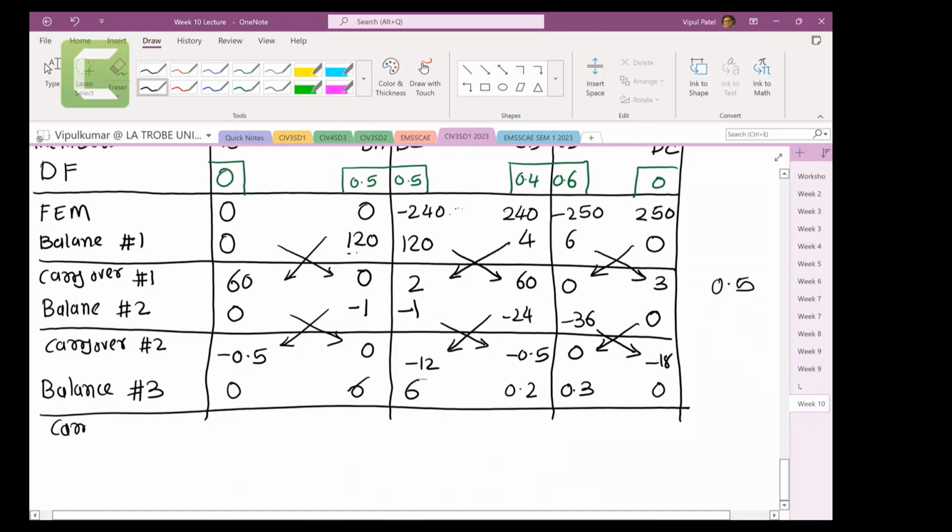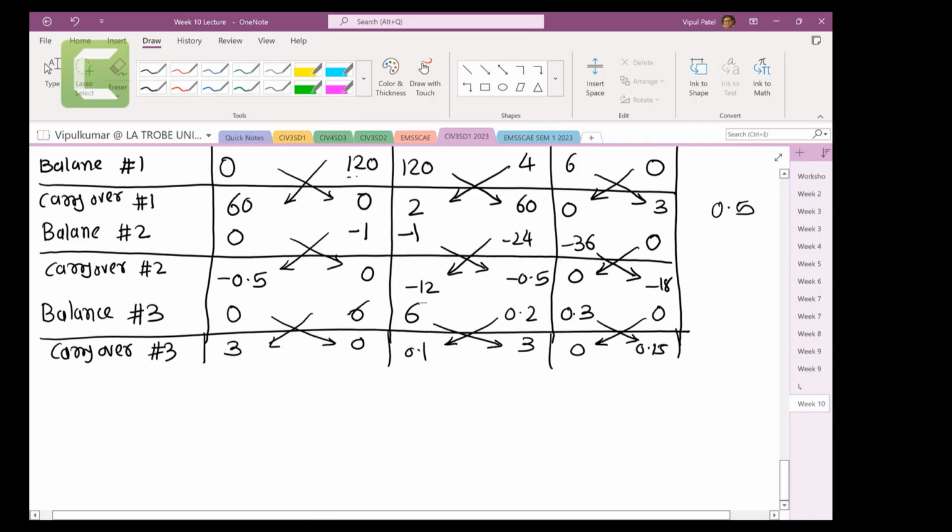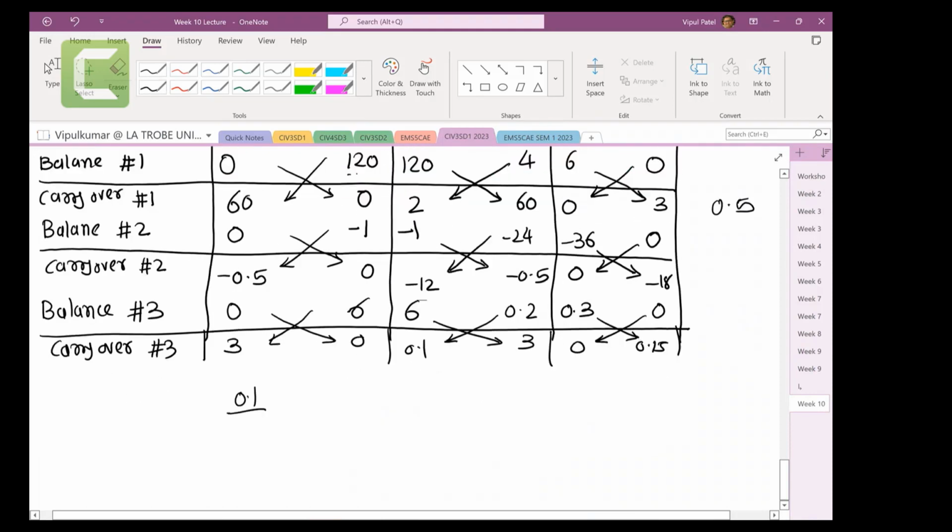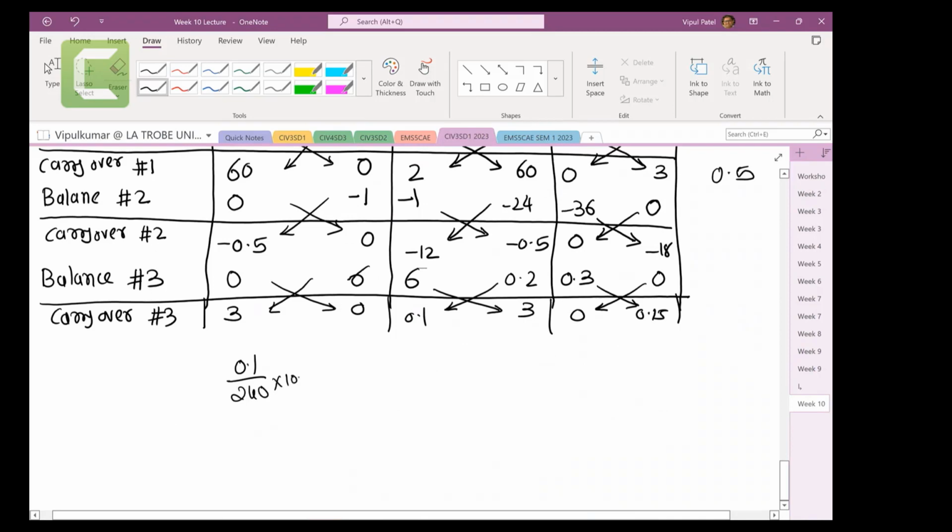Carry over 3. So that gets 3. That gets 0. Multiply by 0.5, by the way. 3, 0.1, 0.15, 0. Right. Now let's check again. So there is a 0.1 over 240 times by 100. So 0.1 over 240 times by 100, you get 0.04%, which is less than 1%.